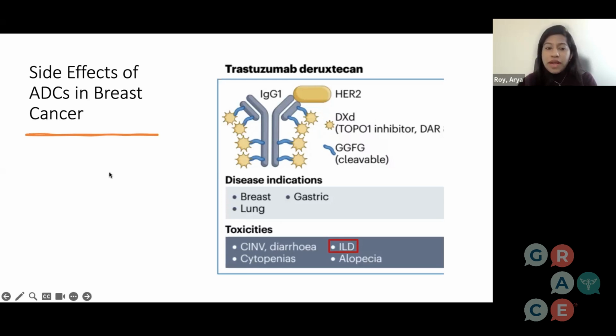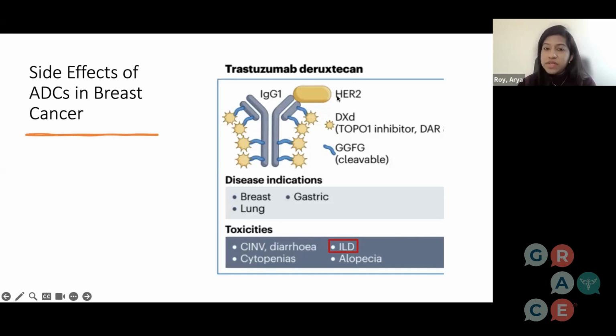So one of the most common antibody drug conjugates that is recently approved in breast cancer is Trastuzumab Deruxtecan, or we call it T-DXd, or the brand name is Enhertu. I'll be calling Trastuzumab Deruxtecan as T-DXd in this presentation. As you can see here, this particular antibody drug conjugate is designed specifically to go and attach to a particular antigen that is seen in the breast called HER2.